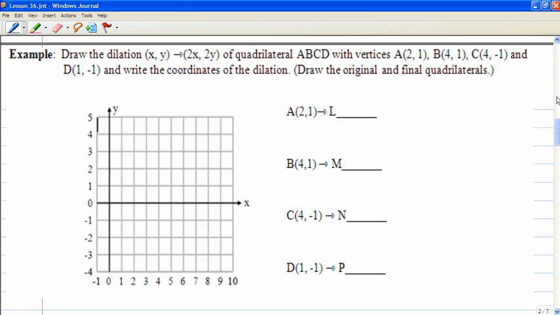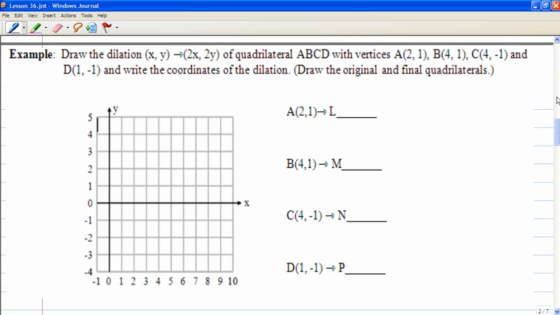Example: draw the dilation from (x, y) to (2x, 2y) of the quadrilateral ABCD with vertices A (2, 1), B (4, 1), C (4, -1), and finally D (1, -1). And write the coordinates of the dilation. Draw the original and final quadrilaterals.